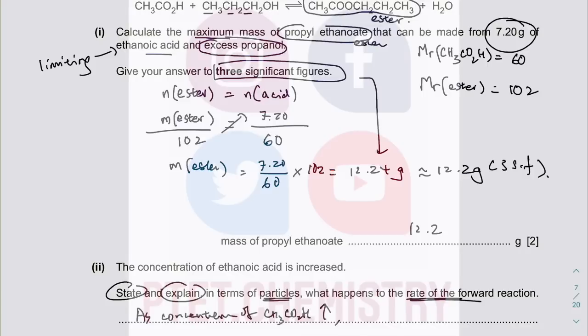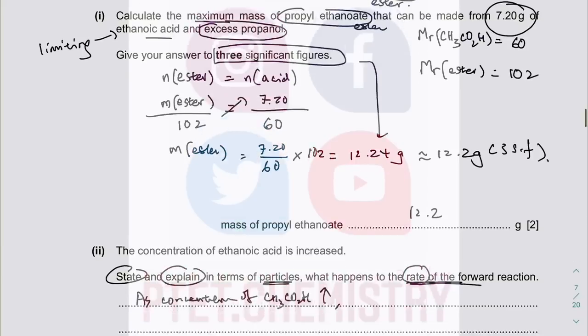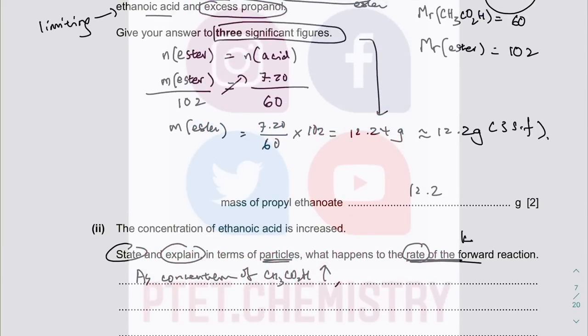CH3CO2H increases, what's going to happen is we are not going to talk about Le Chatelier's principle, because we are talking about rate. We are not talking about equilibrium position or equilibrium yield. We are talking about rate. Therefore, I'm going to use kinetic particle theory. Sorry, not kinetic particle theory. What am I talking about? Collision theory. So this is to do with rate of reaction.